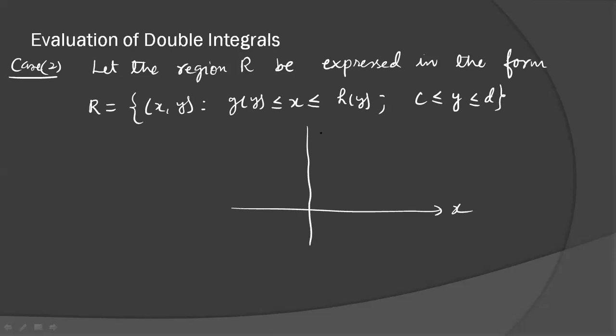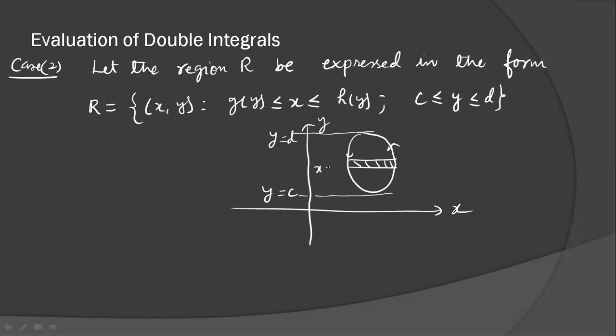suppose this is our region here. The lower limit of y is c. This is a constant limit and this is y equal to d. Now your x is in the form of variable, y variable. So we will get the strip parallel to the x-axis. And this is the anti-clockwise direction. This curve is x equal to g(y) and this curve is x equal to h(y).